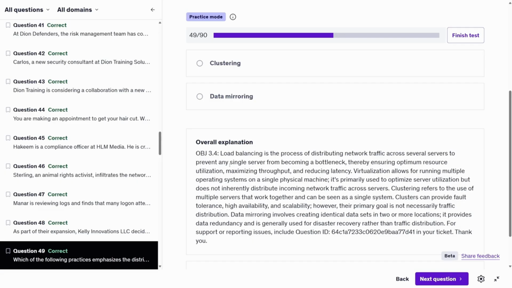Virtualization allows for multiple running operating systems on a single physical machine. It's primarily used to optimize server utilization, but does not inherently distribute incoming network traffic across servers. Clustering refers to the use of multiple servers that work together and can be seen as a single system. Clusters can provide fault tolerance, high availability, and scalability. However, their primary goal is not necessarily traffic distribution. Data mirroring involves creating identical data sets in two or more locations. It provides data redundancy and is generally used for disaster recovery rather than traffic distribution.